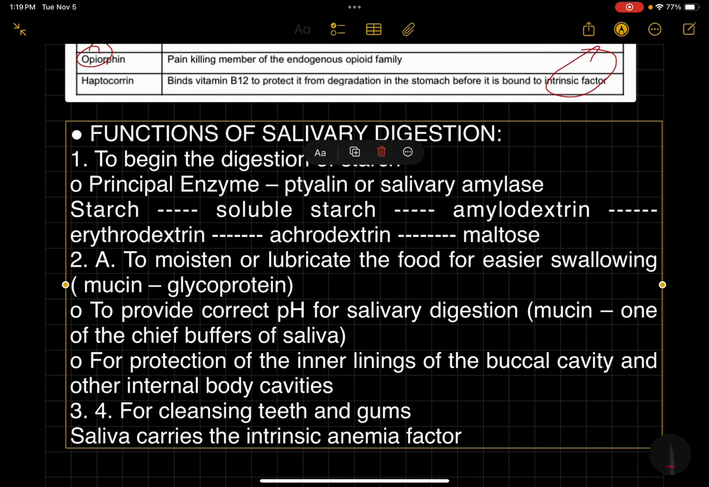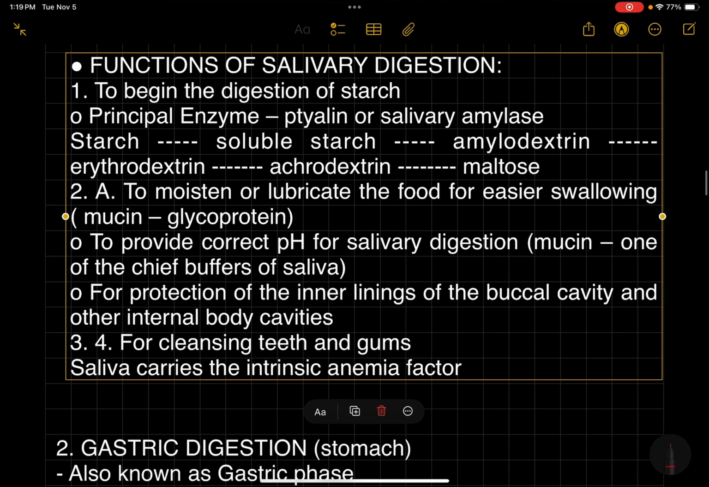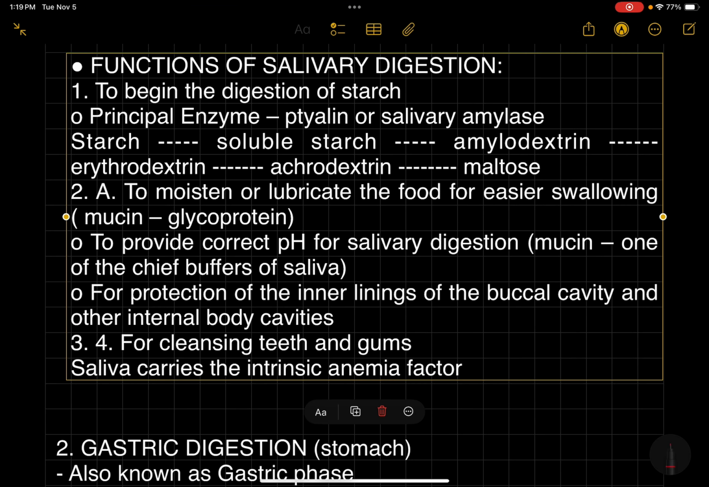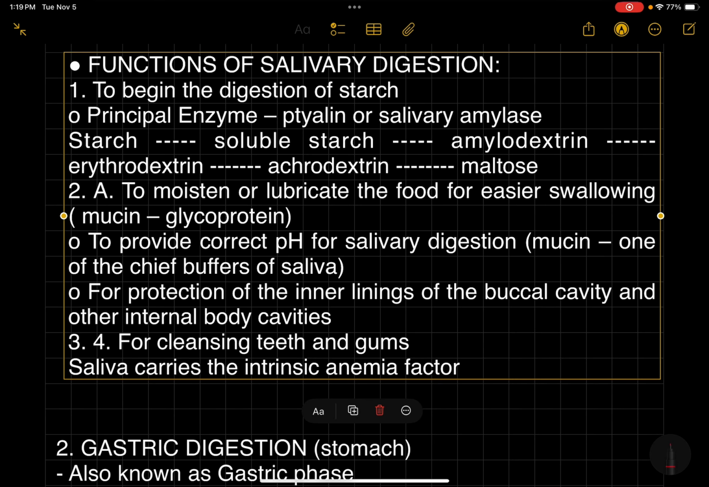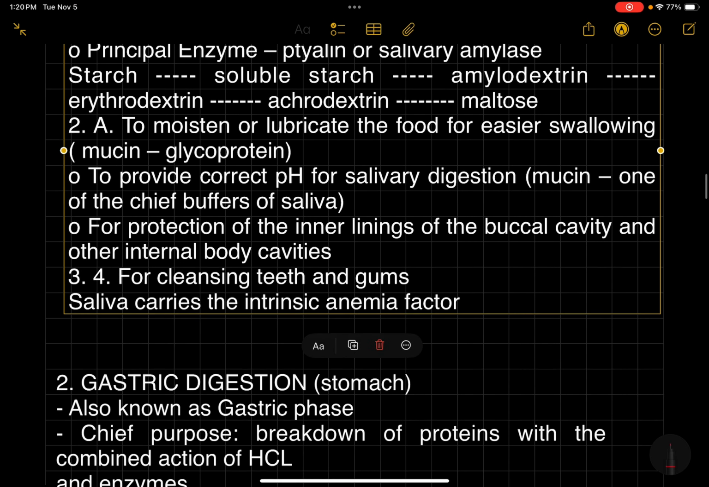To moisten or lubricate the food for easier swallowing, we have mucin, a glycoprotein. To provide the correct pH for salivary digestion, we have buffers, one of the chief buffers of saliva. A buffer maintains the pH of a chemical. And for protection of the inner linings of the buccal cavity and other internal body cavities. For cleansing the teeth and gums, saliva carries the intrinsic factor.